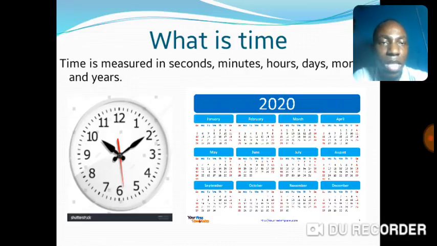What is time? Time is measured in seconds, minutes, hours, days, months, and years. Let's take it again. Time is measured in seconds, minutes, hours, days, months, and years.